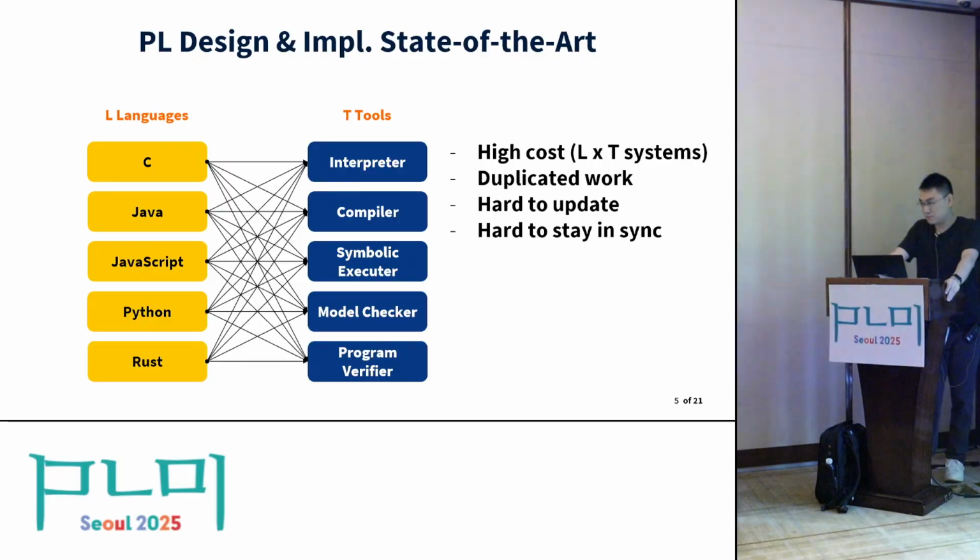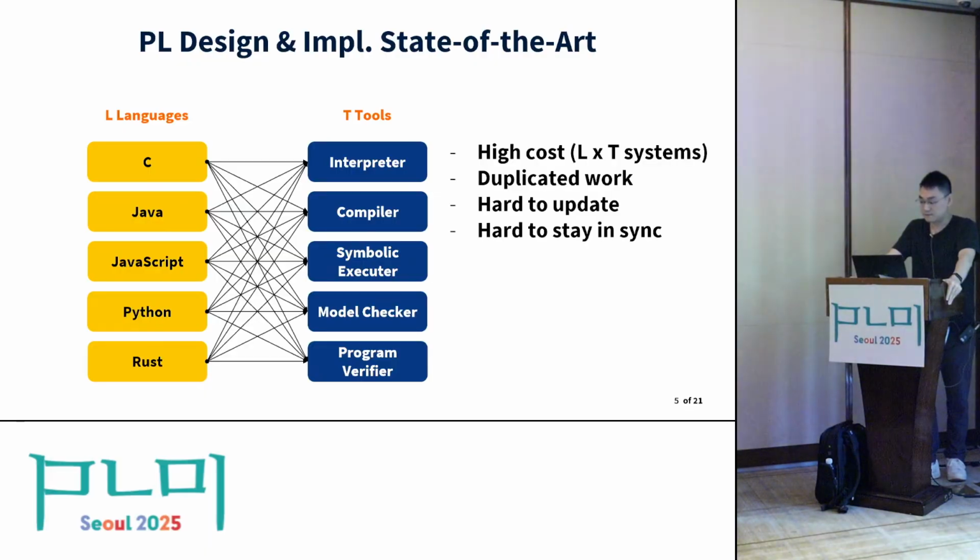Unfortunately, yes. That's what we do today. We pick a language, we pick a tool, we consider each and every possible combination, and we implement a specific tool for a specific language. Naturally, it results in higher cost because we need to design, develop, and maintain L times T different systems. Because of this, you have this quadratic effect going on here. There is an enormous amount of duplicated work in this scheme. And programming languages become hard to update if you do the tools this way.